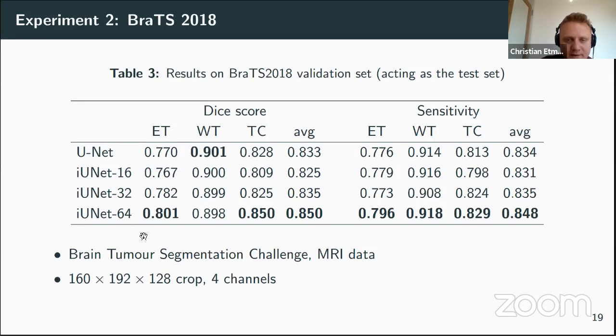So what we can see is that on average, increasing the number of channels beyond what's possible with a standard 3D UNet, we get a somewhat pronounced increase in performance, both in terms of dice score as well as sensitivity. So from 0.833, we get a boost up to 0.85. So what you can see is that actually going beyond what's possible with standard training procedures gives you a gain in performance.